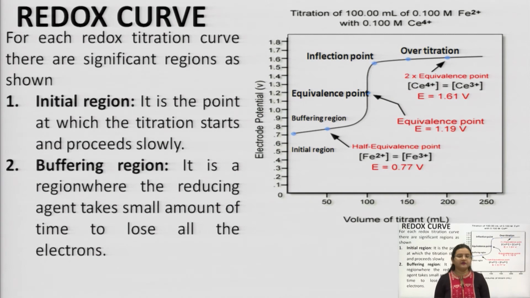So redox curve can be computed by plotting a curve between the volume of titrant or percentage of reaction which is being completed against the electrode potential or redox potential. Then redox curve has different regions, as we can see very well. First region is the initial region. It is the point at which titration starts up and proceeds very slowly.